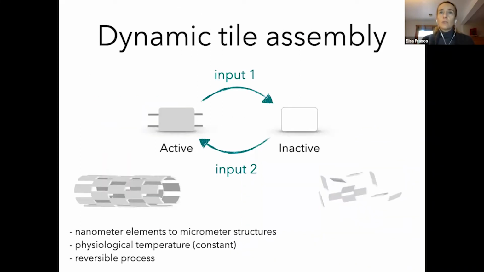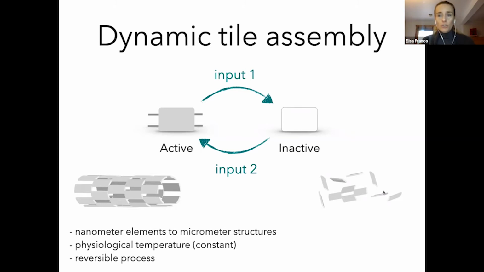So now what we wanted to do was to figure out ways to control dynamically how the tiles assemble and disassemble. So basically it's about understanding how to activate and deactivate. When the tile is active, you get nanotubes. When the tile is inactive, you should get disassembly. And we studied different ways to do that so that we mimic what happens in nature at a high level with microtubules. So you have nanometer elements that give you micrometer structures in a reversible process, and it all happens at room temperature.